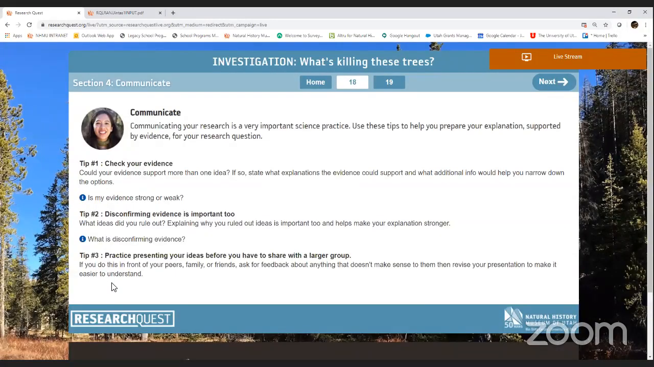All right, tip number 3, practice presenting your ideas before you have to share with a larger group. If you do this in front of your peers, family, or friends, ask for feedback on anything that doesn't make sense to them. Then revise your presentation to make it easier to understand.